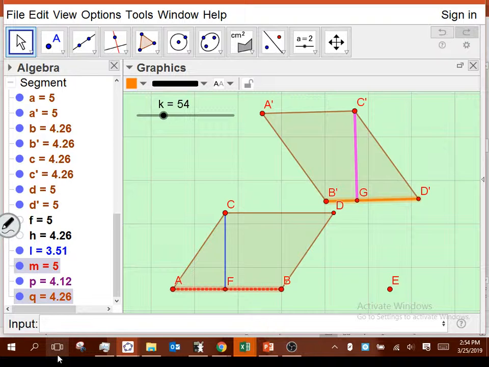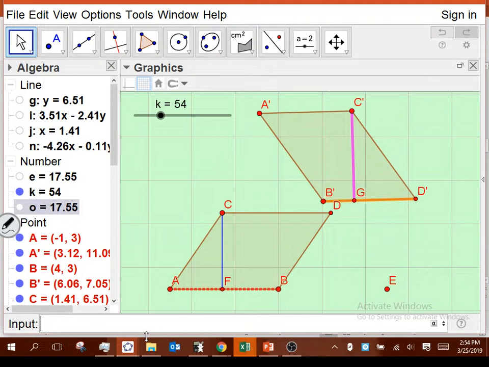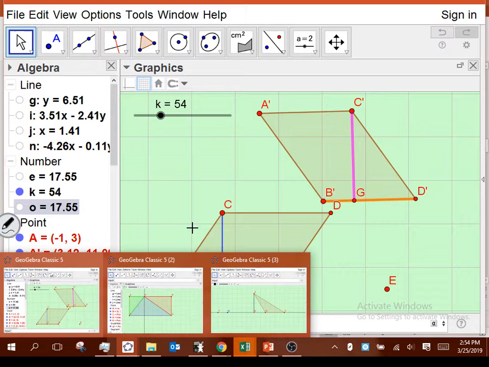Okay. If I multiply those two things together, all I did here was a rotation, right? So it's a rigid motion. So those two figures, those two parallelograms, should still be the same, right? Should be the same area. So I take P times Q. That's the purple times the orange. Give me 17.55 again. Okay. Now here's the thing. This is the purpose I want to show this.